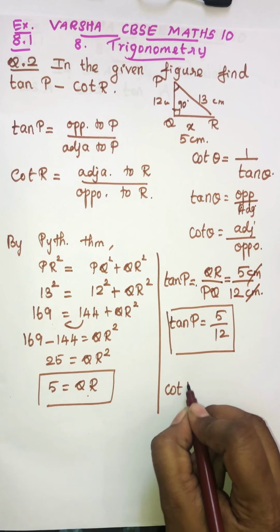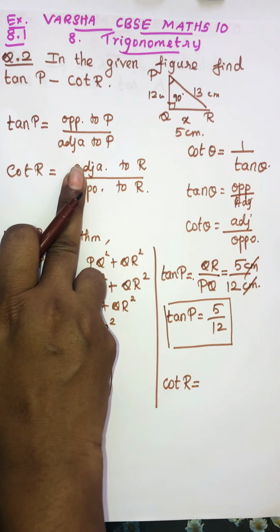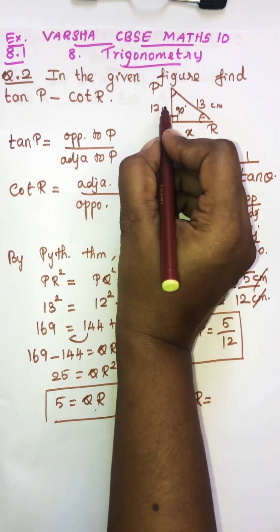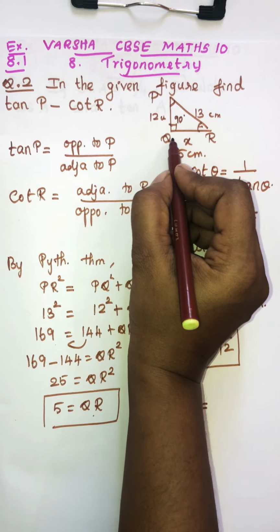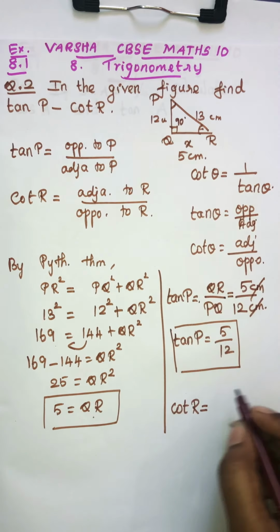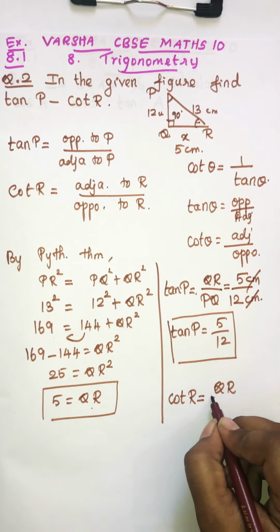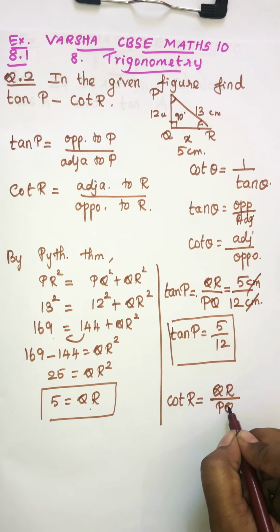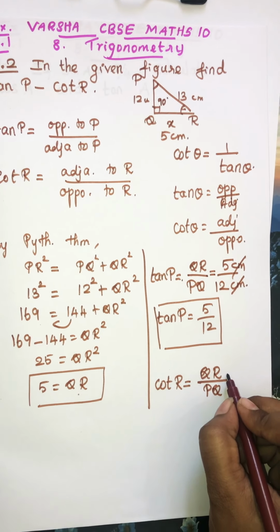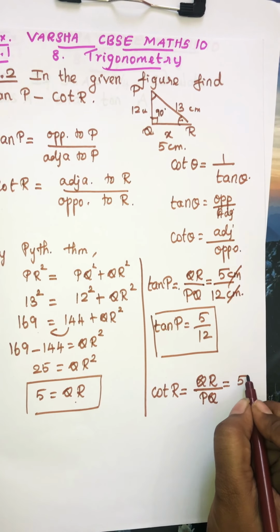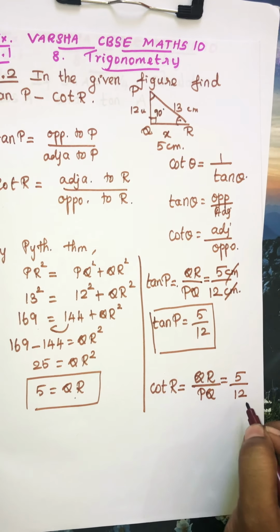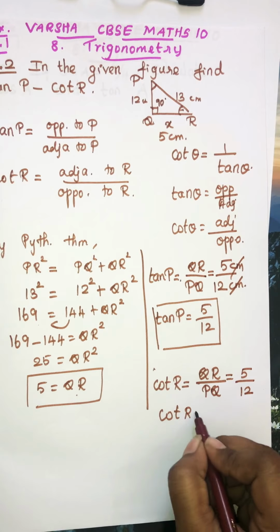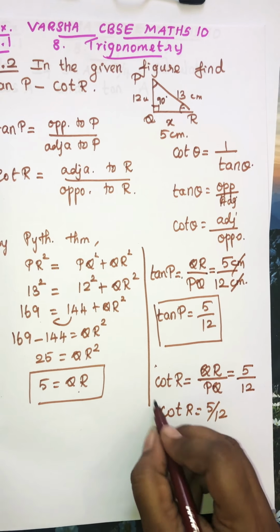What is your cot R? What is the formula? Adjacent to R. Where is your R? This is R. This is opposite, but first you have to write adjacent. So adjacent is QR, and opposite is PQ. QR is equal to 5 and PQ is equal to 12. So this is also 5 by 12. Cot R is equal to 5 by 12.